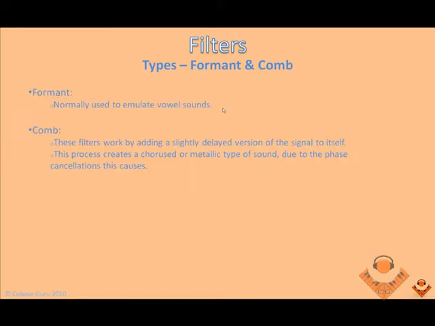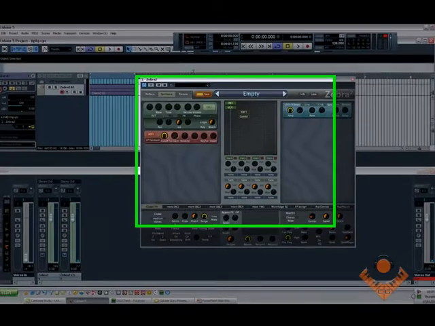Okay, we've got a couple of other filters here that we'll just go over quickly. We've got a Formant filter. You can make vowel sounds with that. And you've got the Comb filter. Now we'll have a look at the Formant filter quickly. Here we have the Formant filter again.